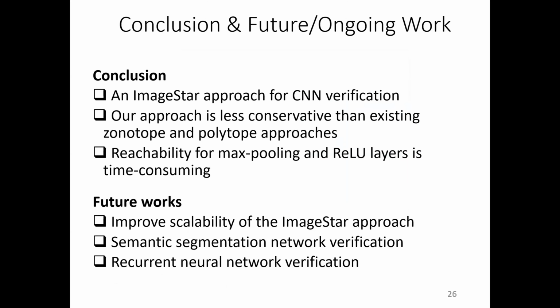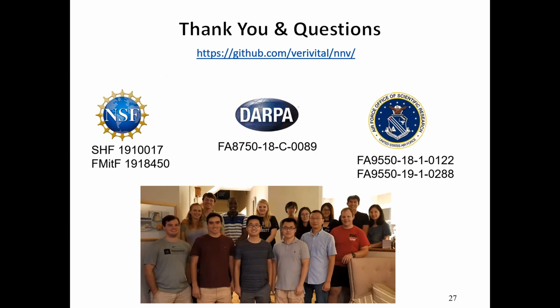In conclusion, we have proposed the image star approach for the verification of convolutional neural networks, and our approach is less conservative than the zonotope and the polytope approaches. We have shown that the reachability for max pooling and ReLU layers is time-consuming. For future work, we are going to improve the scalability of the image star approach, as well as work on verification of semantic segmentation networks and recurrent neural networks. Thank you very much for your attention, and I'm ready for any questions.